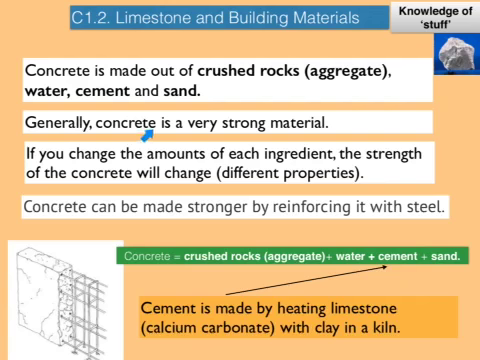And a property of concrete is that normally it's very strong. You can change the amounts of each ingredient, and if you change the amounts, for example, if you change the amount of rocks, the strength of the concrete will change. So by mixing up the different amounts of ingredients, you can change the properties. The other thing that you can do to make concrete stronger is by reinforcing it with steel.